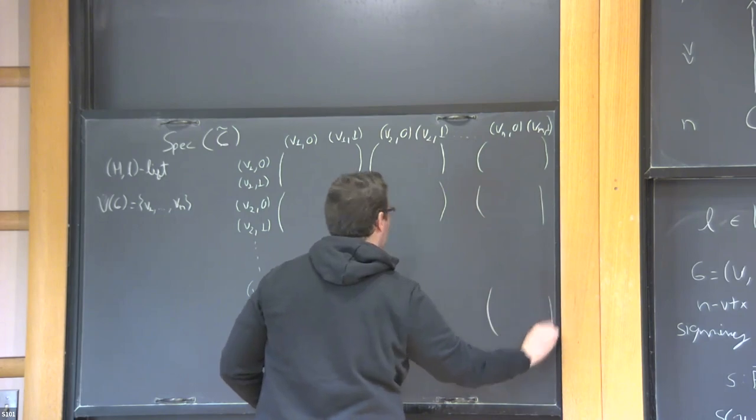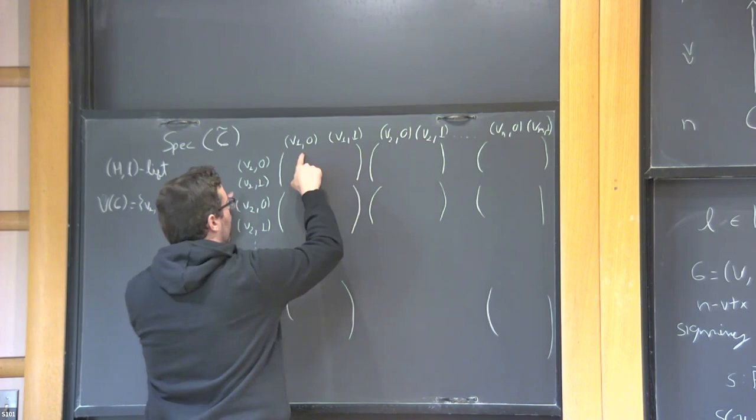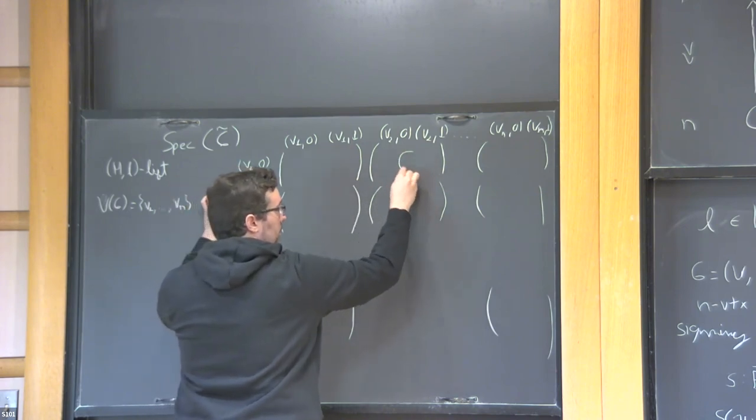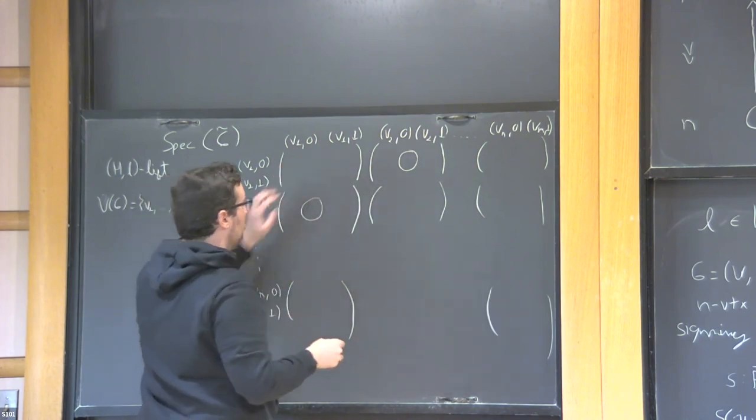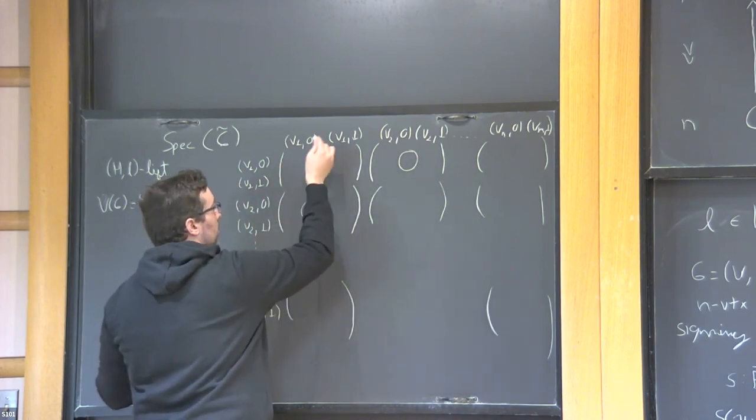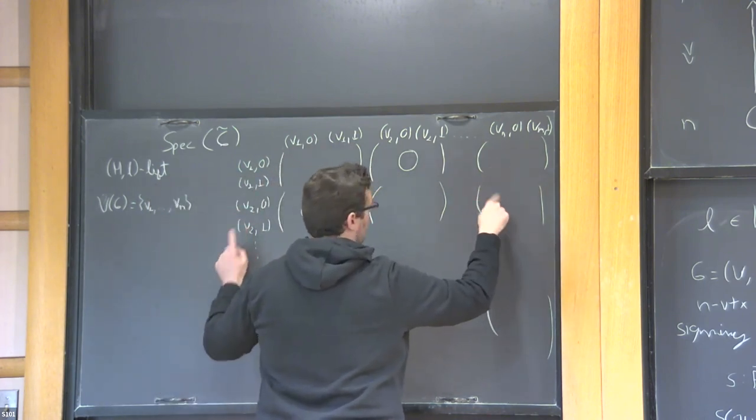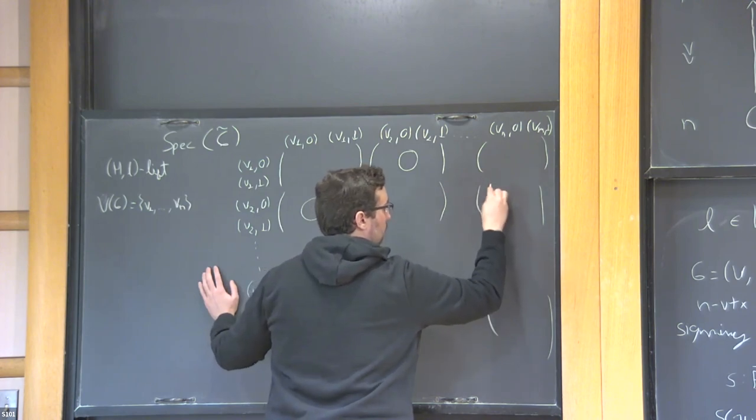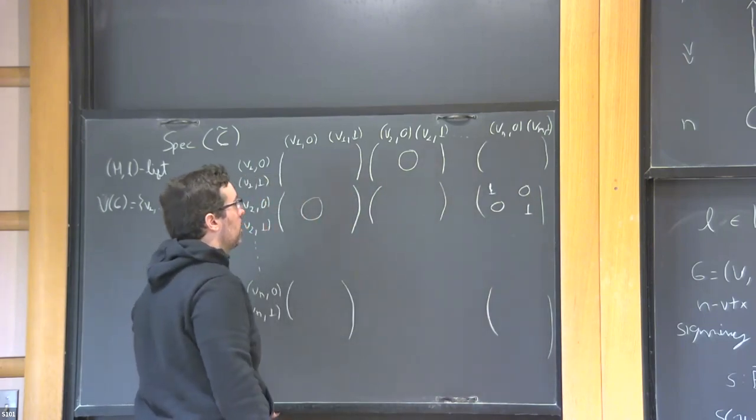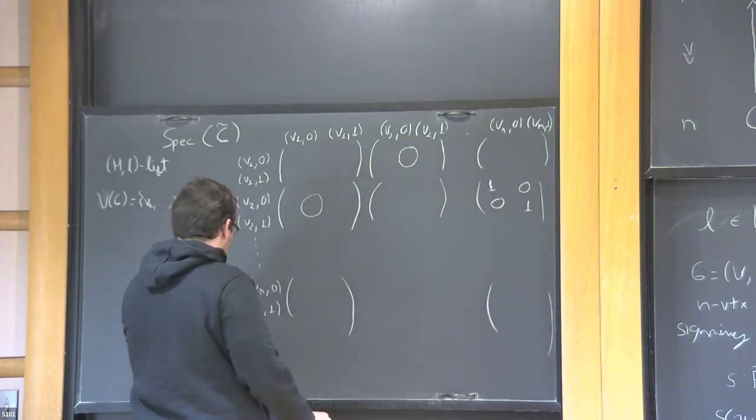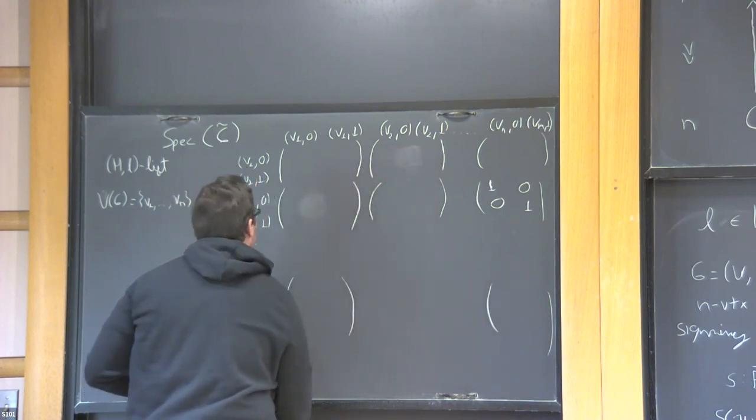And suppose that we do not have an edge between V1 and V2, the block is going to be zero, flat out zero, right? If you have a plus one, we are going to have the identity matrix here. We need something on the diagonal. So if you have an edge here, that's a plus one, you're going to have the identity, right?